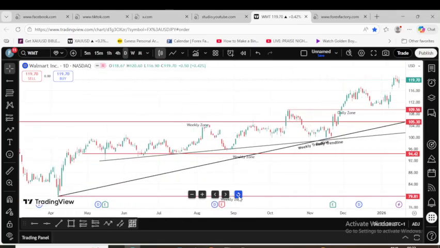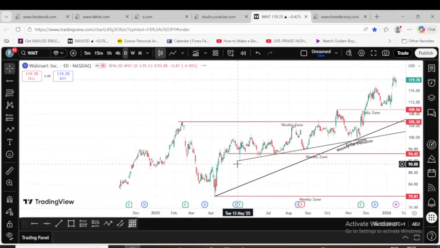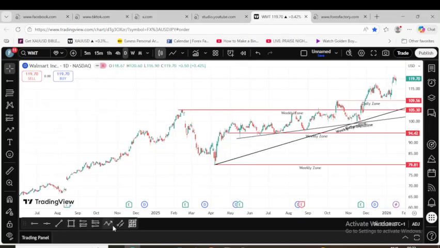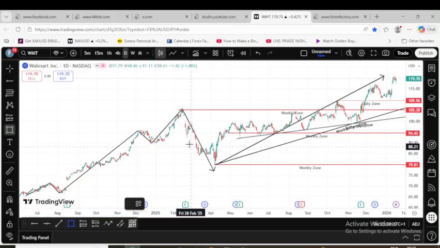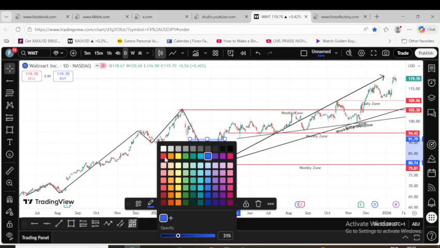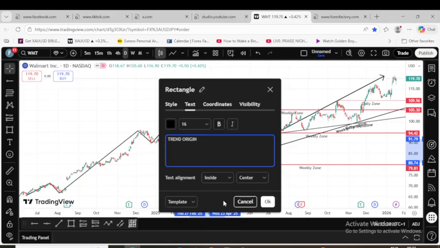So now on the daily time frame, we want to identify our trend origin. You can see that this actually is a bit of an impulsive correction, impulsive, and there's a break here. But price still kept going upward. So we'll take this as our trend origin. Let's delete this.